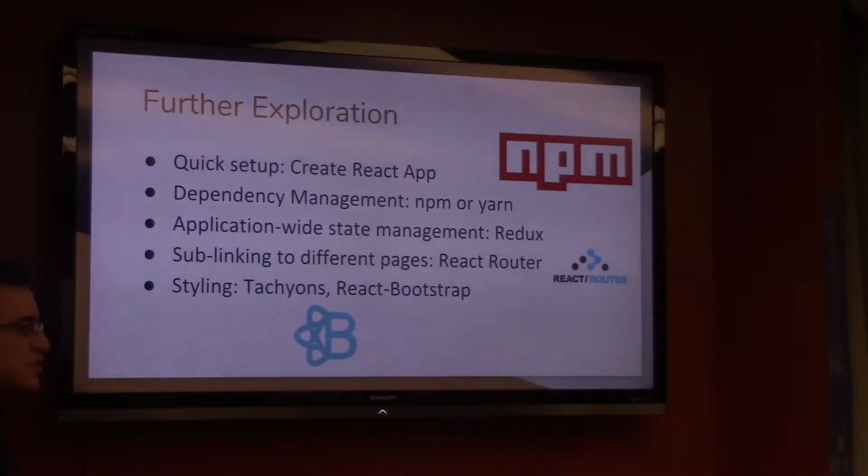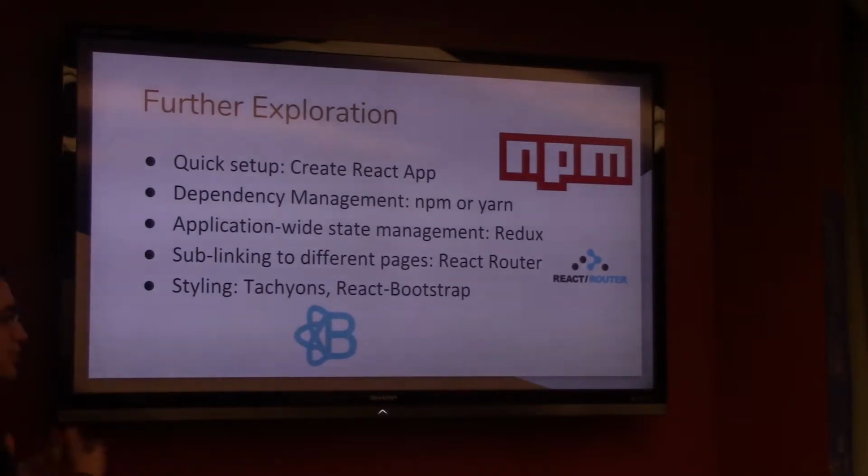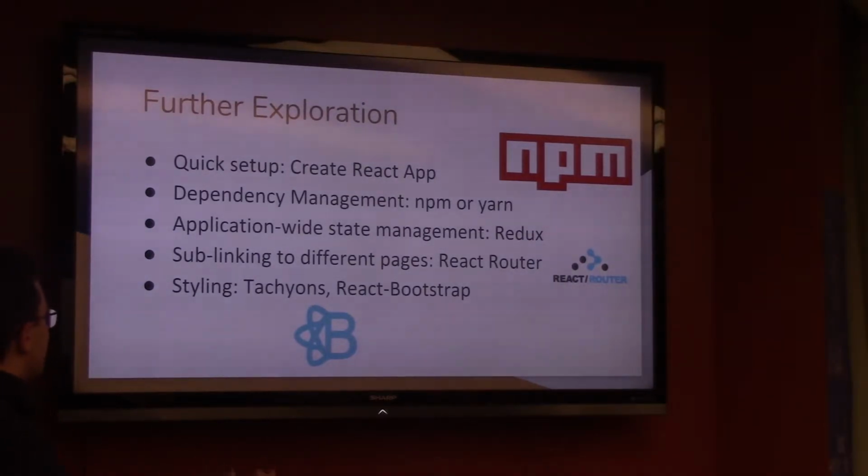And here are some further things if you want to get into the React ecosystem. If you want to set up a React app quickly, you can use create React app, which creates the project structure for you and adds all the dependencies. If you want to install dependencies, you can use npm. Yarn is Facebook's basically clone of npm, which you can use also if you have it. They're basically exactly the same. Redux allows you to do application-wide state management. React Router allows you to have sublinks within your application. And for styling, you can use Tachyons or React Bootstrap.